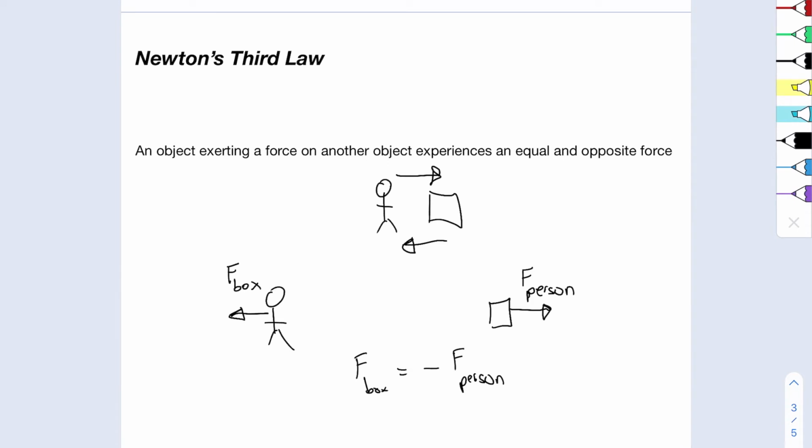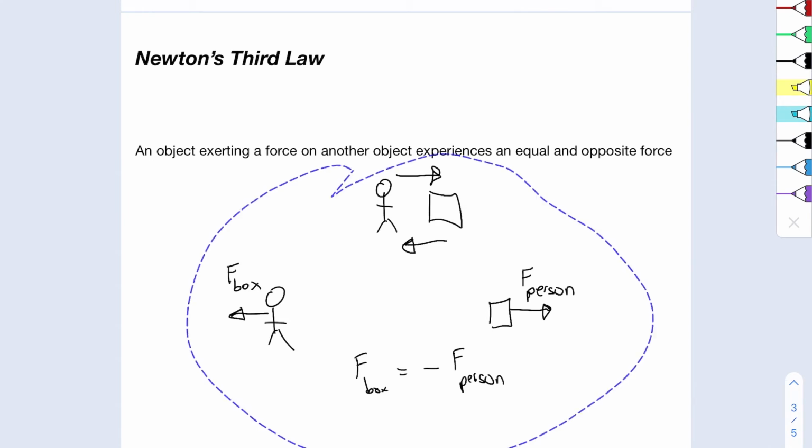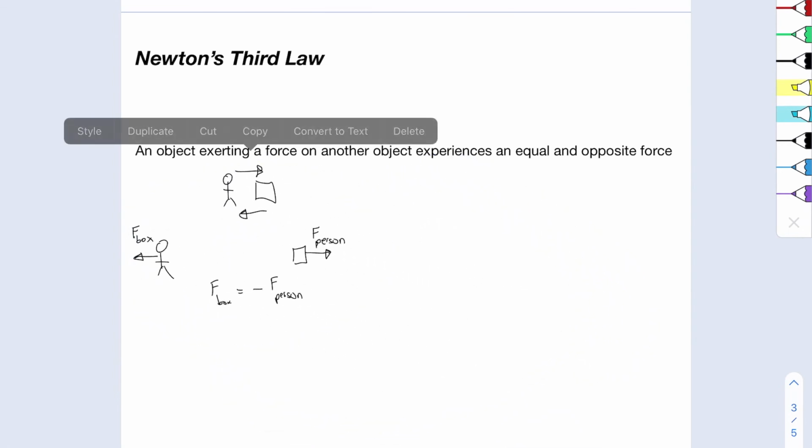Now, a common misconception that can arise is, hey, if every force has an equal and opposite pair, why don't they just add up and cancel out, and why do things accelerate at all? But it's important to remember that the third law pairs act on different objects. So in this case, one force acted on the box, whereas the other force in the pair acted on the person. So we can't simply add them up and cancel them out. All right, so let's move this off to the side here.